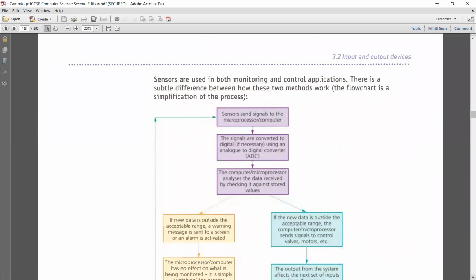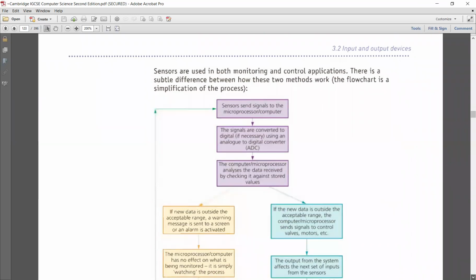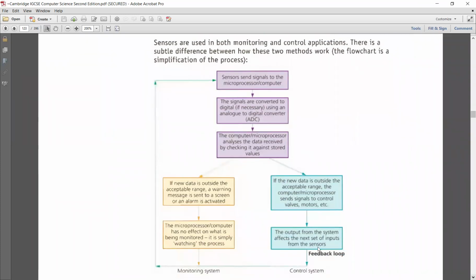A very important thing is this chart. Through this, you'll be able to understand the difference between monitoring application and controlling application. Here you can see the beginning is the same. Sensor readings are taken. They are converted from analog to digital signal using the ADC. Then a comparison is made. In monitoring, if the new data is outside the range, a warning message is sent to a screen or an alarm is activated. The processor has no effect on what is being monitored. It is simply observing what is in the range and what is outside the range.